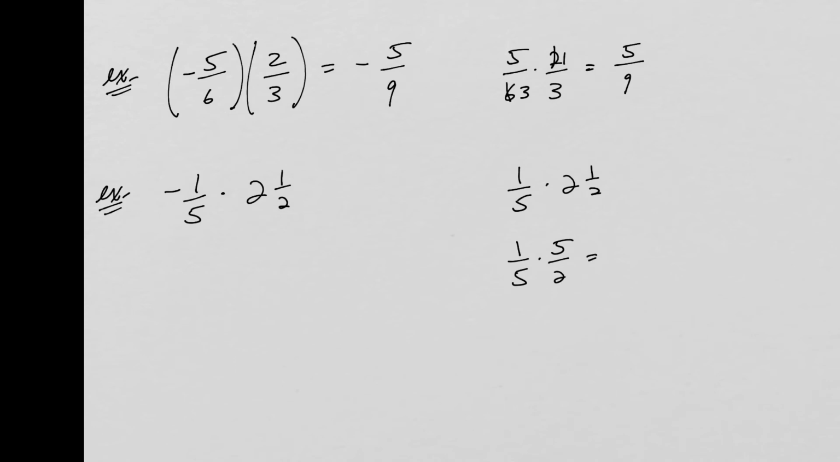Now I can multiply, but I can simplify first. 5 goes into 5 once, 5 once. So this is going to be 1/2, 1/2. But then when I go back to the original problem, I have a negative times a positive, right? So the signs are different. So the answer is going to be negative. So this should be -1/2.